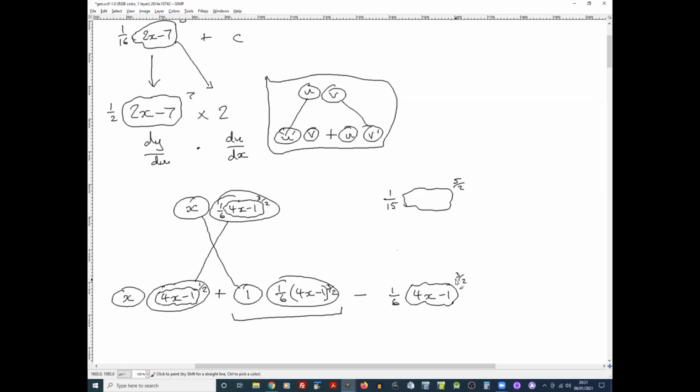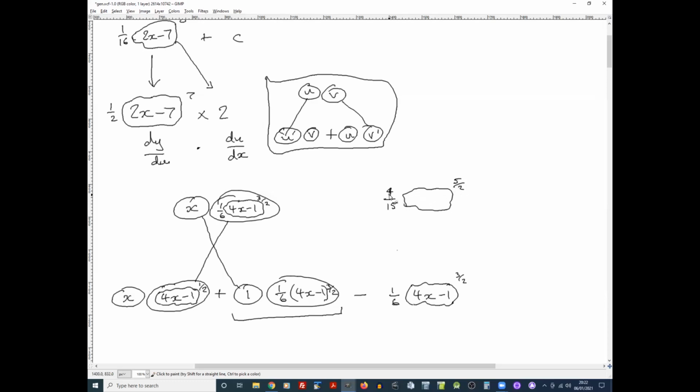But we have to times by the inner derivative. Sometimes you end up saying inner derivative, which is a bit vague, but it's fine, meaning the derivative of the inner function, being 4. So a 15th times 4, so you want to have 4/15 up here? Let's test that.